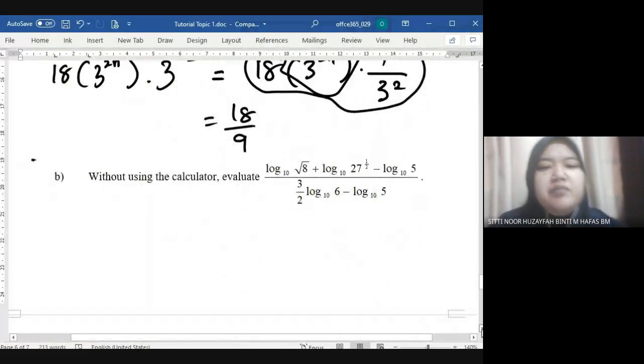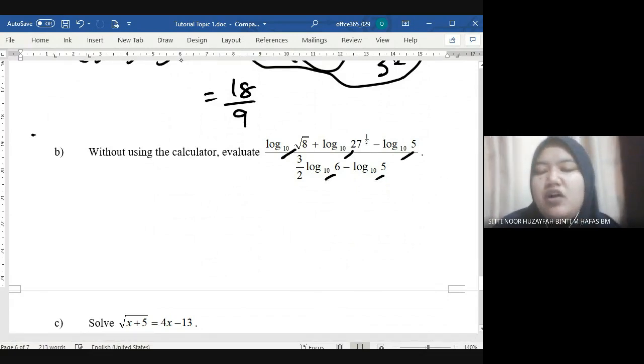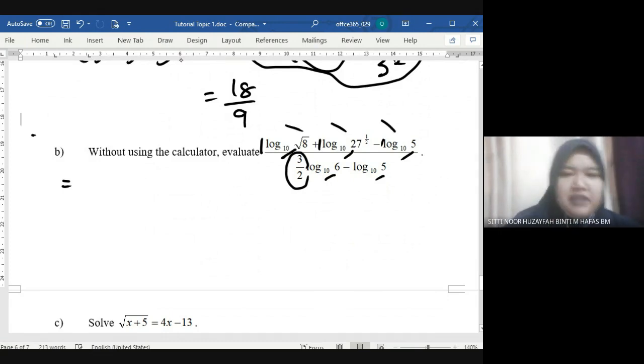Question 9B pun you nak simplify sekarang. Question 9B, everything here is base 10. Means that you can use the law of logarithm terus lah. But make sure the coefficient is equal to 1. So kalau untuk numerator, coefficient dia semua 1. Tapi untuk denominator ada 3/2 ke sini. So simplify dulu. So yang numerator you can directly combine using the law yang pertama dan kedua lah.